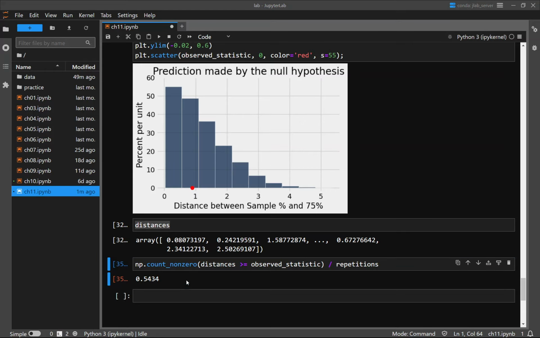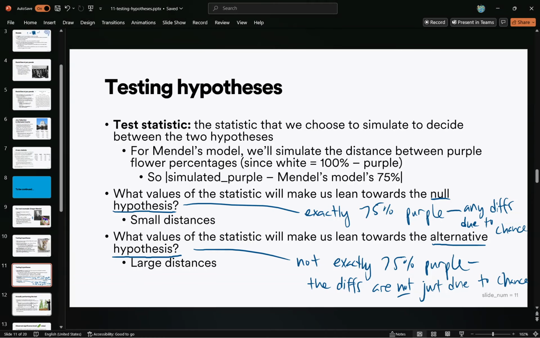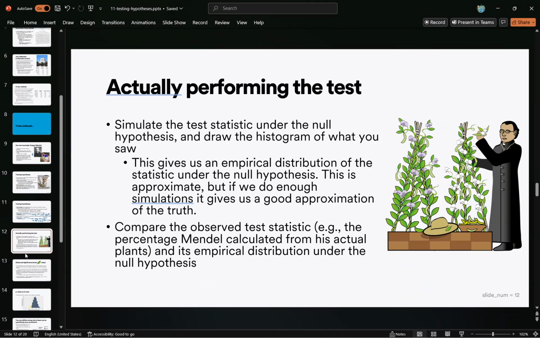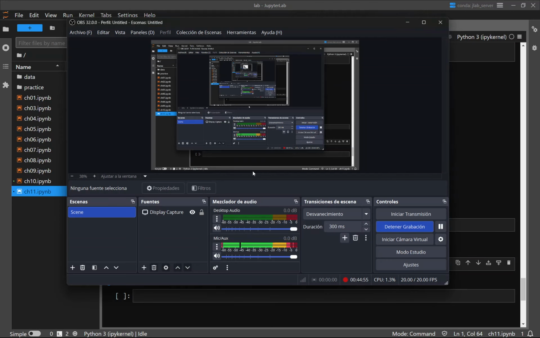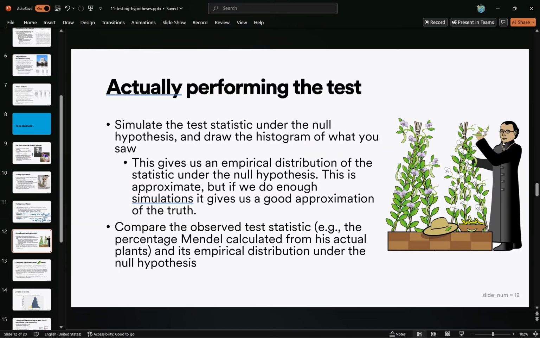That is firepower towards finally, the null hypothesis. All right, so here's what we did. We performed the test. We simulated our little statistic under the null hypothesis. We drew a histogram of what we saw. Beautiful. Oh no, I got all these windows in weird spots.